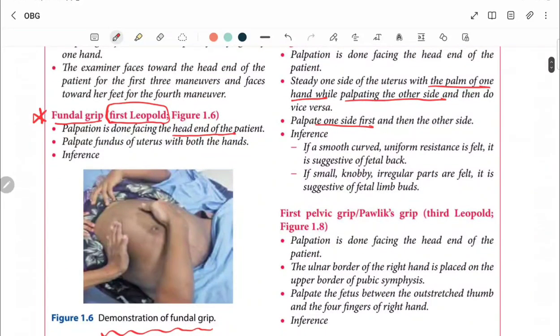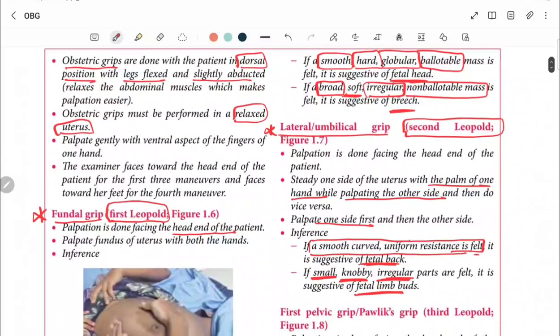So the inference, if there is a smooth, curved, uniform resistance felt, it is suggestive of fetal back or fetal spine. If small, knobby, irregular parts are felt, it is suggestive of fetal limbs. So these 4 characteristics are very very important. I am revising once again, guys. Fetal head, smooth, hard, globular and palpable. Breech, broad, soft, irregular, non-palpable.